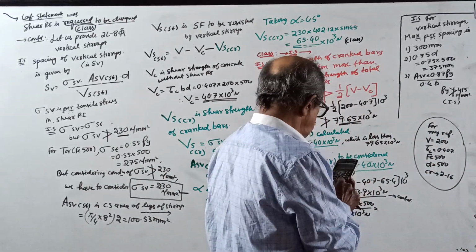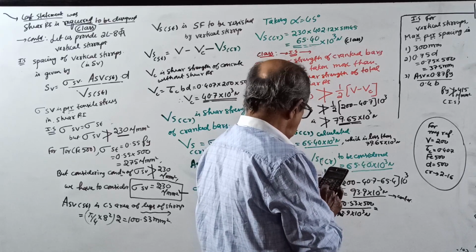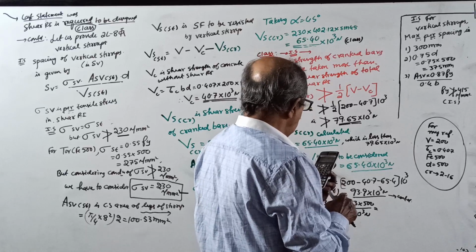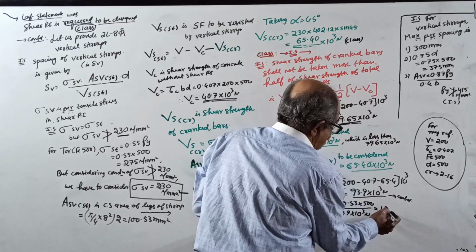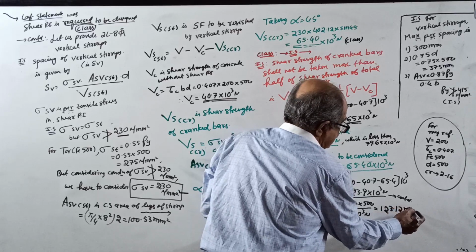I want to close the question. 230 into 100.53 into 500 divided by 93.9 into 10 to the power 3 equals 123.12. So 123.12 millimeter center to center.